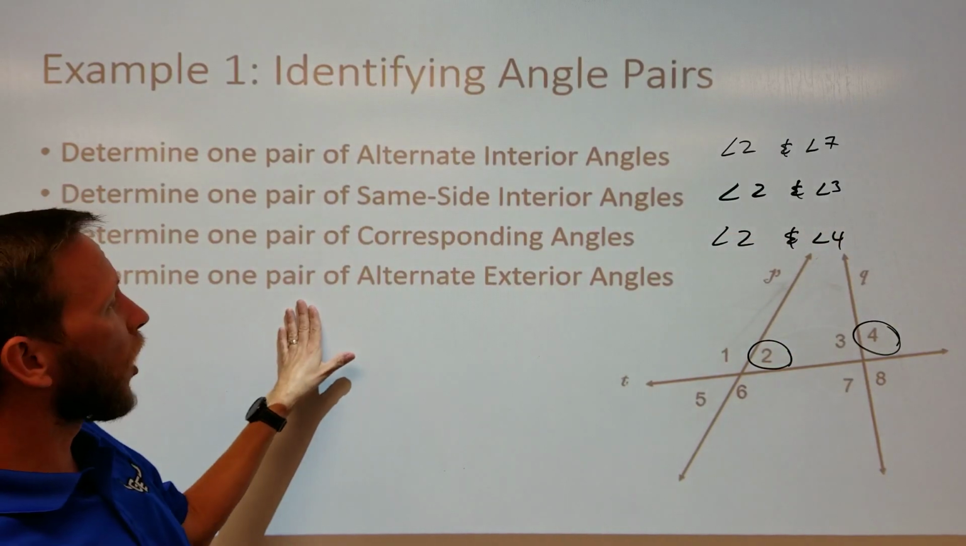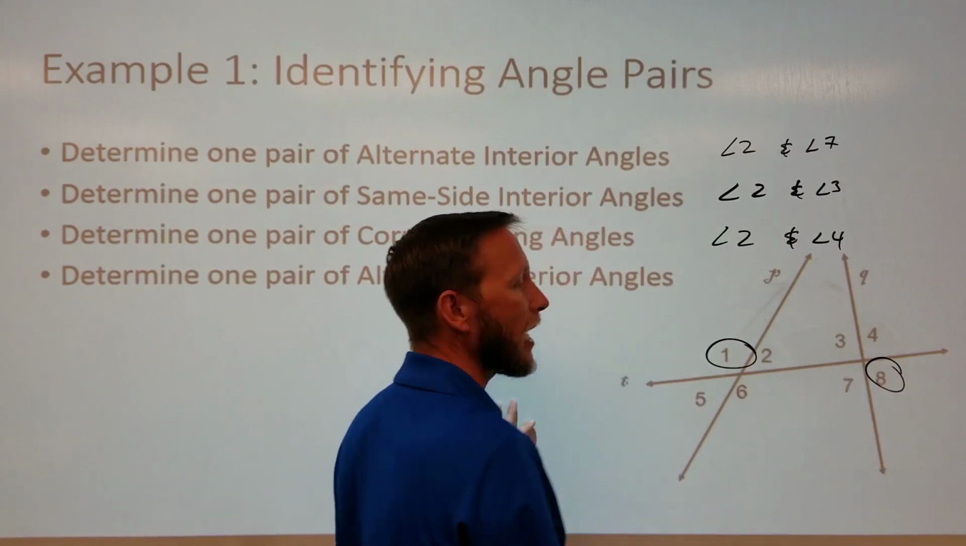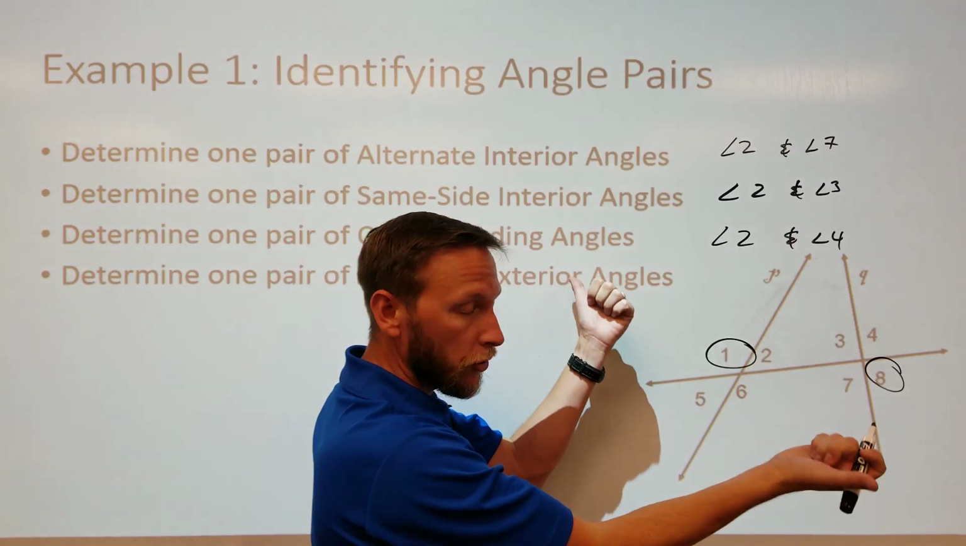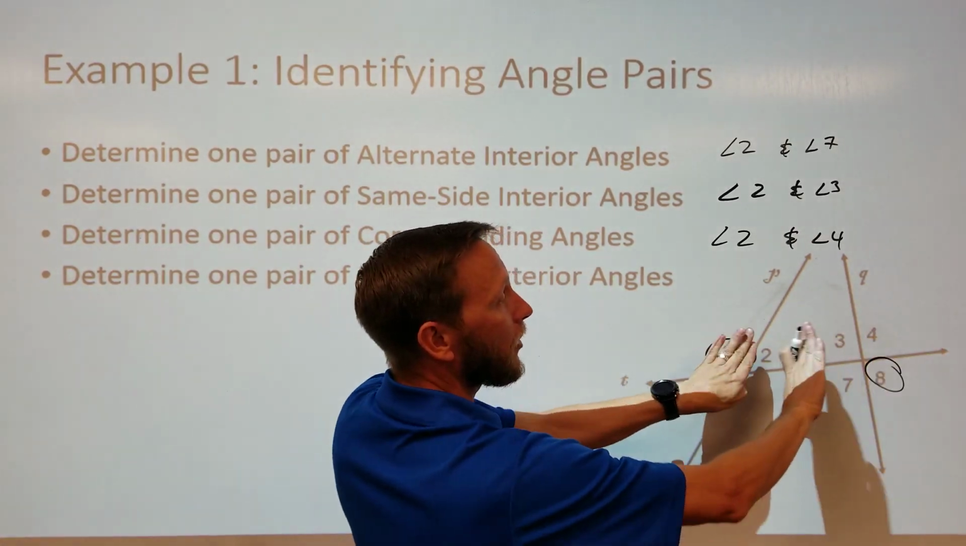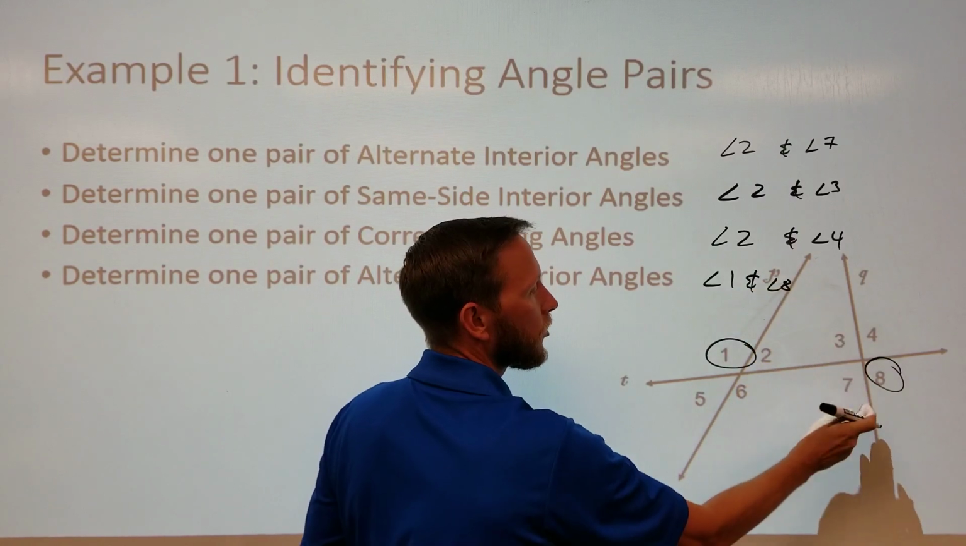And then finally, one pair of alternate exterior angles. So angle 1 and angle 8 are on alternate sides of the transversal, and they are exterior, on the outside of lines P and Q. So angle 1 and angle 8.